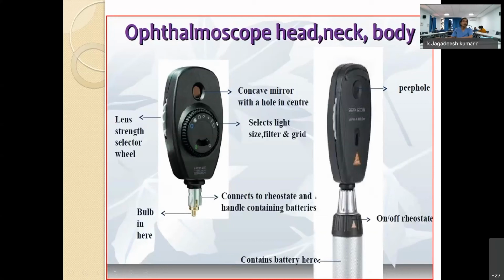This goes on to the body, and this is the bulb in here, which connects to the rheostat. There's a concave mirror with a hole in the center, and this is a peephole through which the examiner views. And these are all the different sizes.